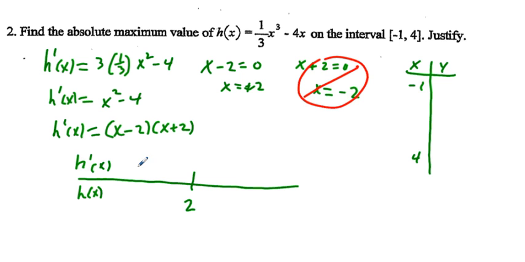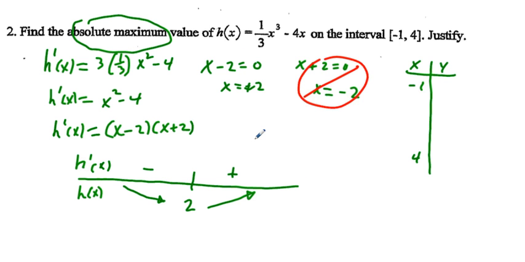We're going to plug into this function a value less than 2, say 0. If we plug in 0, we have a negative times a negative, which is negative, so we're going down. If we plug in a value greater than 2, let's say 3, 3 minus 2 is positive and 3 plus 2 is positive, so that's positive. What that means is that there is no other candidate, because we're trying to find the absolute maximum value, and this does not provide an absolute maximum. So we just need to evaluate the endpoints.